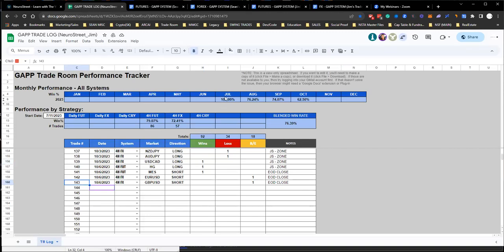The average blended win rate between futures and Forex of just the trades that Jim and I took and posted, that we traded, 143, we're at a 76% win rate. The risk reward is 1-to-1 or greater. Just to be clear on that, this is not 0.5. This is not 0.25. This is 1-to-1 or greater.